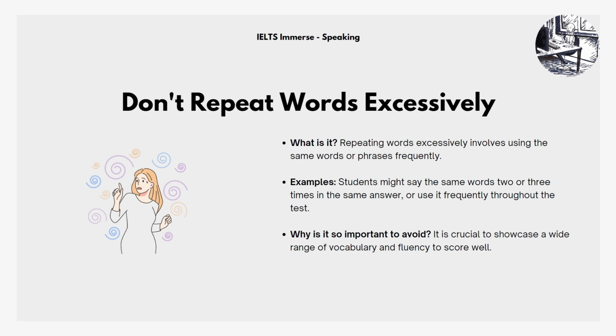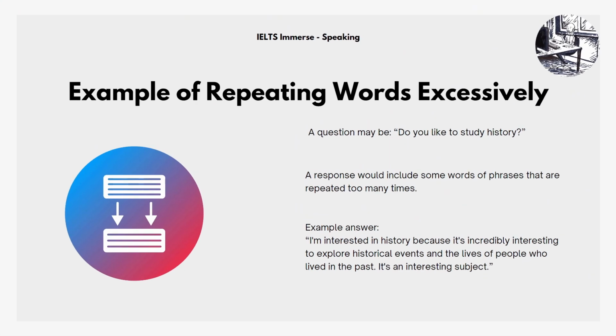And that's why it's so important to avoid. Showcasing a wide range of vocabulary will really help your vocabulary and fluency score in the IELTS speaking test. So let's not repeat too many words too many times. Here is an example of repeating words excessively. A question may be, do you like to study history? A response would include some phrases or words that are repeated too many times.